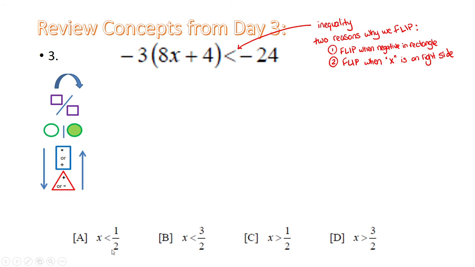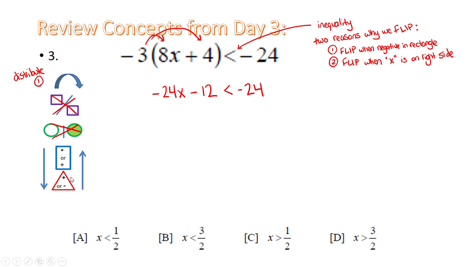The reason why is look at all my answer choices. They all have x on the left side. So if we are solving a problem and x comes down to be on the right side at the very end, we need to flip our symbol to make it on the left side. Okay, so we're going to treat this problem the same. The first thing we're going to do, since we have parentheses, is to distribute. So negative 3 times 8x, that's going to become negative 24x. Then negative 3 times 4 is negative 12. Okay? We do not have fractions or like terms in this problem.